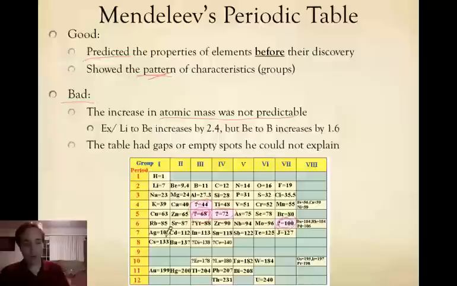And if we go up and down on this, meaning we look starting with hydrogen and go down this way, same deal. There's no predictable pattern. So unpredictability in terms of the atomic mass was a bad thing. The other problem was the table had gaps or empty spots that he could not explain, meaning these gaps could not be undiscovered elements. They were simply just spaces that he couldn't account for. He couldn't figure out what those were there for, or why they existed.